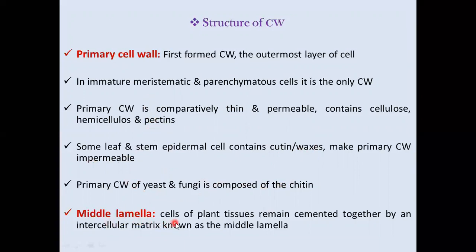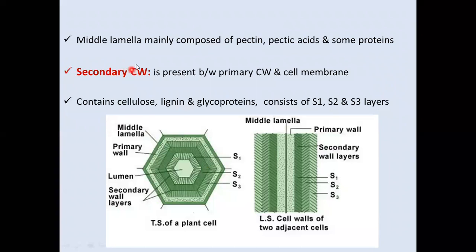Next is the middle lamella. Cells of plant tissues remain cemented together by an intercellular matrix known as the middle lamella. So the middle lamella acts as a cementing material which makes two cells join in plant tissues. The middle lamella is composed of pectin, pectic acid, and some proteins.